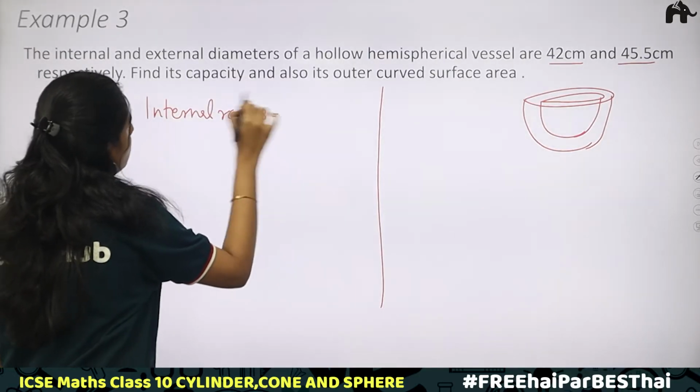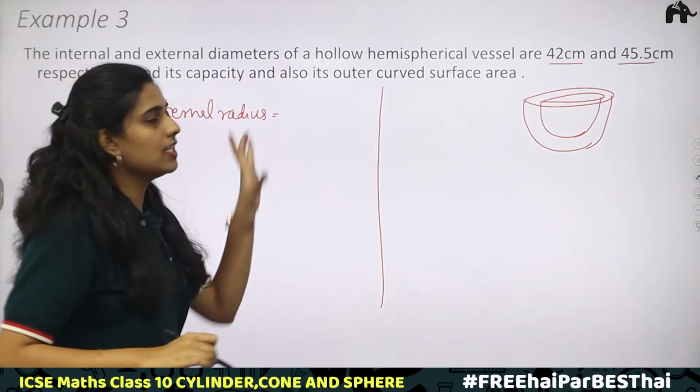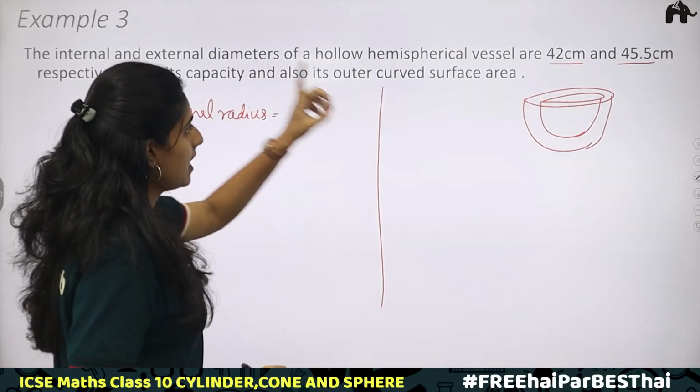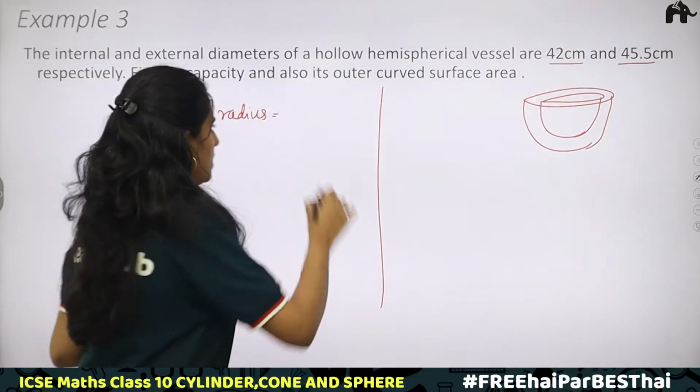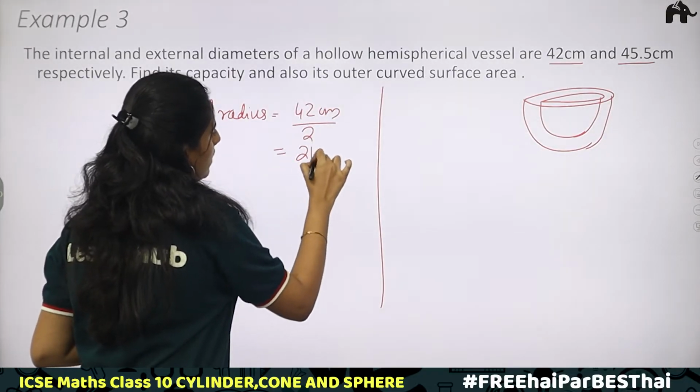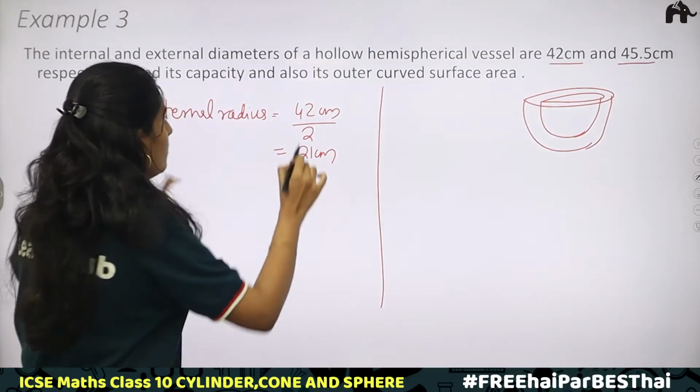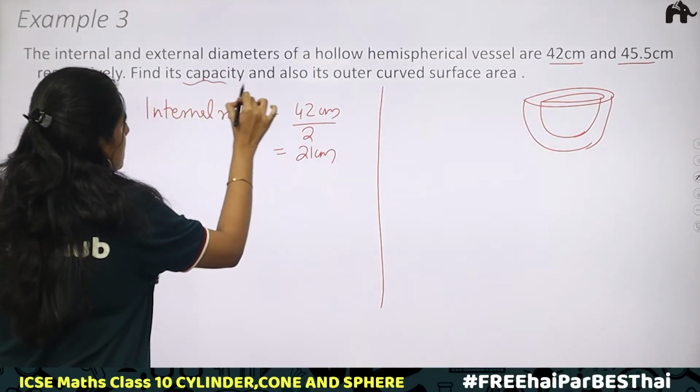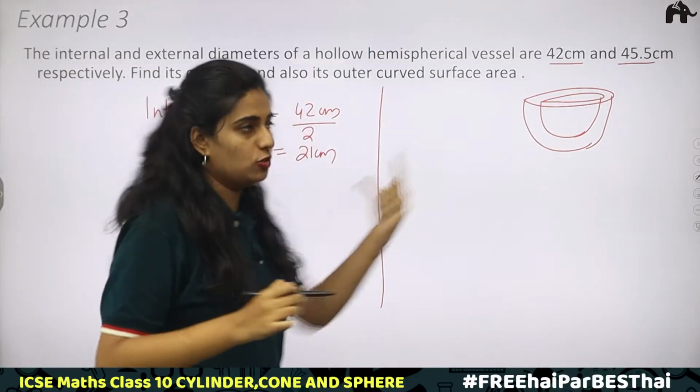Will be equal to internal diameter divided by 2. Here, what is the internal diameter? 42 centimeter. 42 centimeter by 2, that is 21 centimeter. Okay. We need to find the capacity. Capacity means the inner volume.